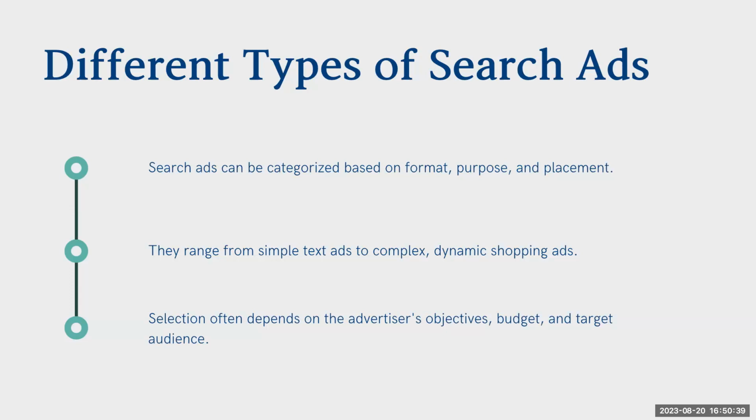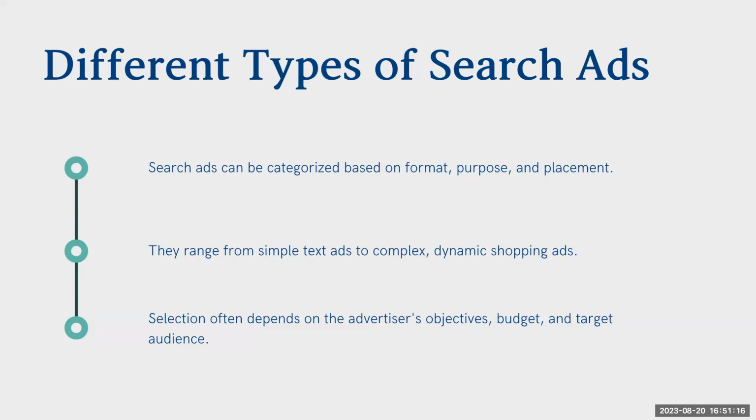Different types of search ads that you may run into. You have search ads that can be categorized based on format, purpose, and placement. Okay. So advertisers really have a plethora of options, and each of these is tailored to the needs and the goals of you as a client that is paying for these ad spots. Depending on where they appear, what they aim to achieve, and how they present their content, search ads can be segmented into various types.